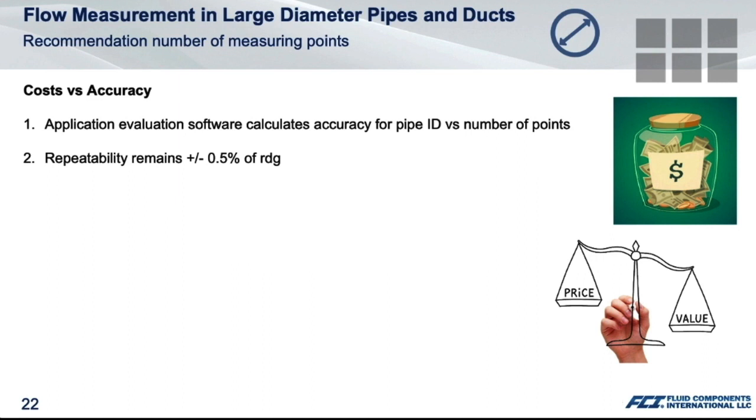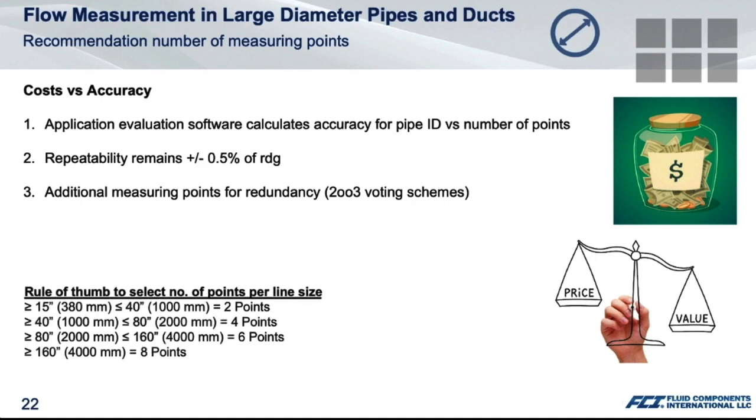It's important to understand that for process control, the number of points is less important because the repeatability always remains 0.5% of reading for the thermal mass flow meter. In case of redundancies, because of the high safety standards process plants these days have, it is also possible to follow the ISO recommendations in order to have multiple points installed into your single process line.